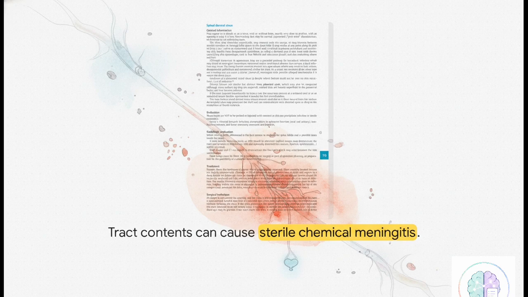But even worse, the contents of these tracts, the hair, the sebum, the desquamated epithelium, they are highly irritating. If they manage to shed into the dural space, they cause a severe, sterile chemical meningitis, carrying a huge risk for delayed arachnoiditis. It's just a highly dangerous environment.